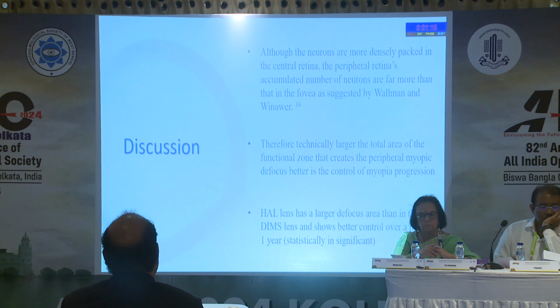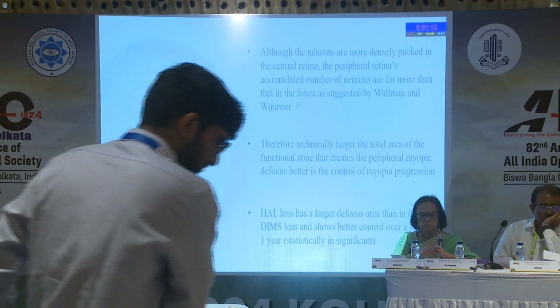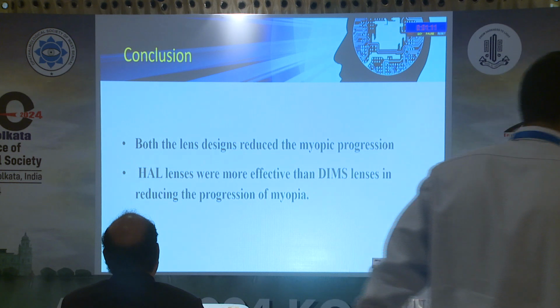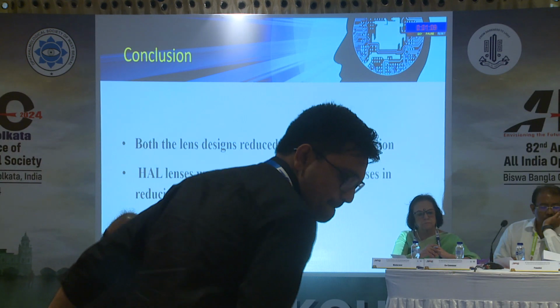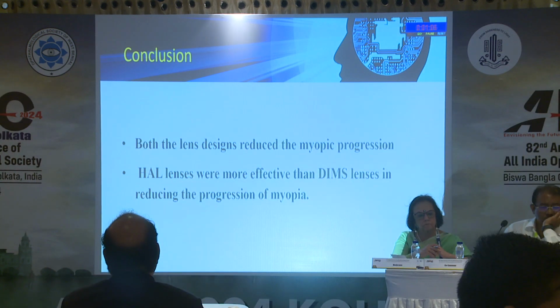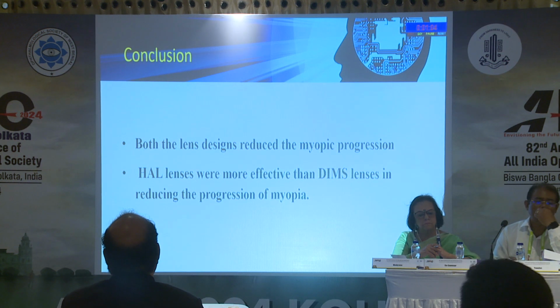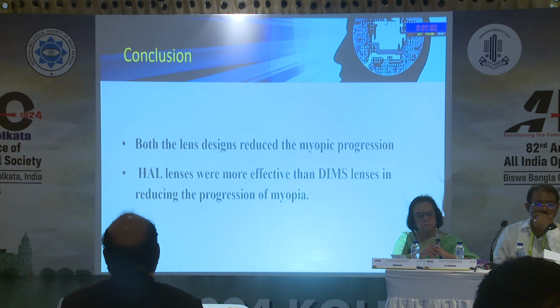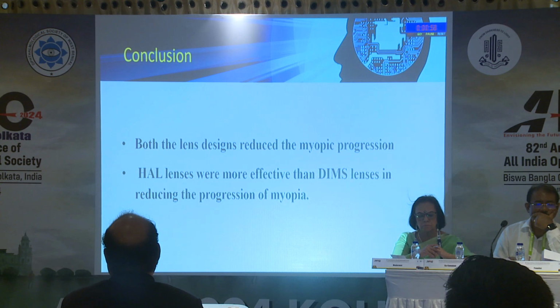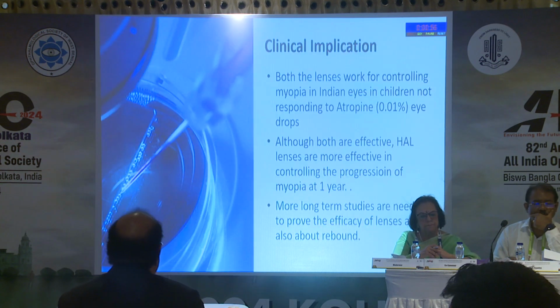So Hall lenses have a larger defocus area than the DIMS lenses, and they did show better myopia control, but the control was not significant. So statistically it was not significant. So we conclude that both the lens designs are equally good. Hall lenses were slightly more effective, that is clinically, not statistically.